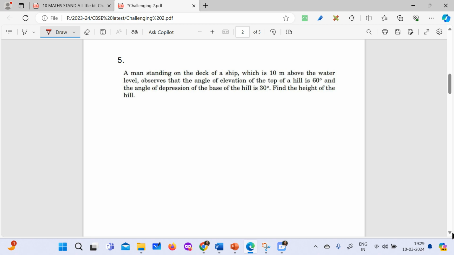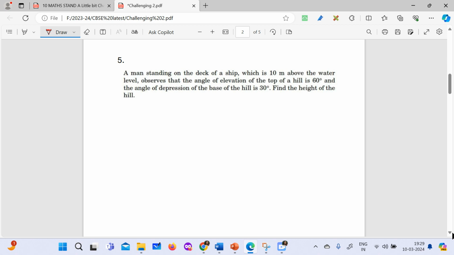A man standing on the deck of a ship which is 10 meter above water observes that the angle of elevation of the top of a hill is 60 degrees, and the angle of depression of the base of the hill is 30 degrees. Find the height of the hill. So the man is standing on the deck of a ship which is 10 meter above the water level.